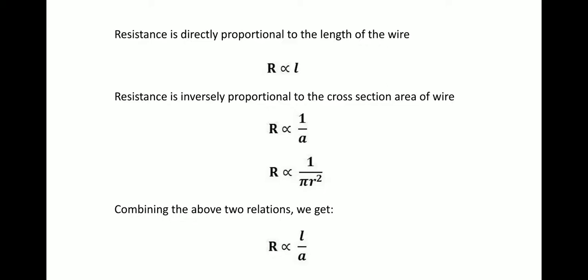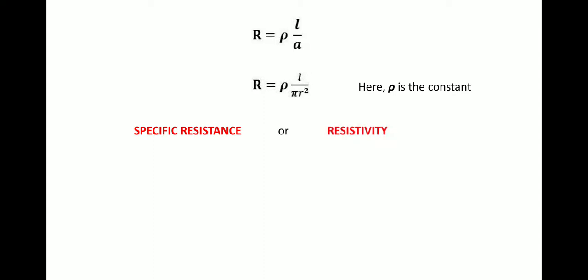Now whenever we have to replace the proportionality sign, it will be replaced by an equals to sign, and then we have to write a constant. So over here R is equal to rho L by A, where rho will be the constant. So R is equal to rho L by pi r squared, where rho is a constant, and this rho, the constant, is called the specific resistance, also known as resistivity of the wire.